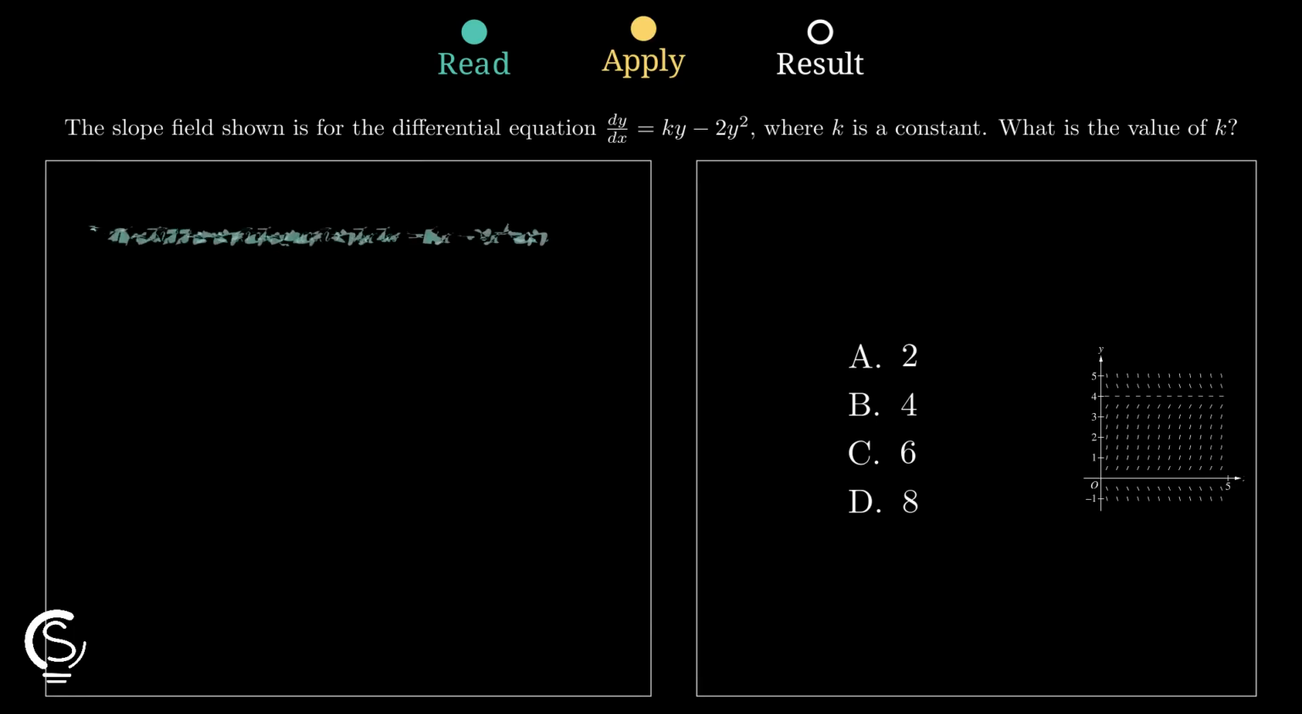Equilibrium solutions happen whenever the derivative is 0. This means the slope field will show horizontal segments at specific y values. Let's find those points on the graph to solve it.